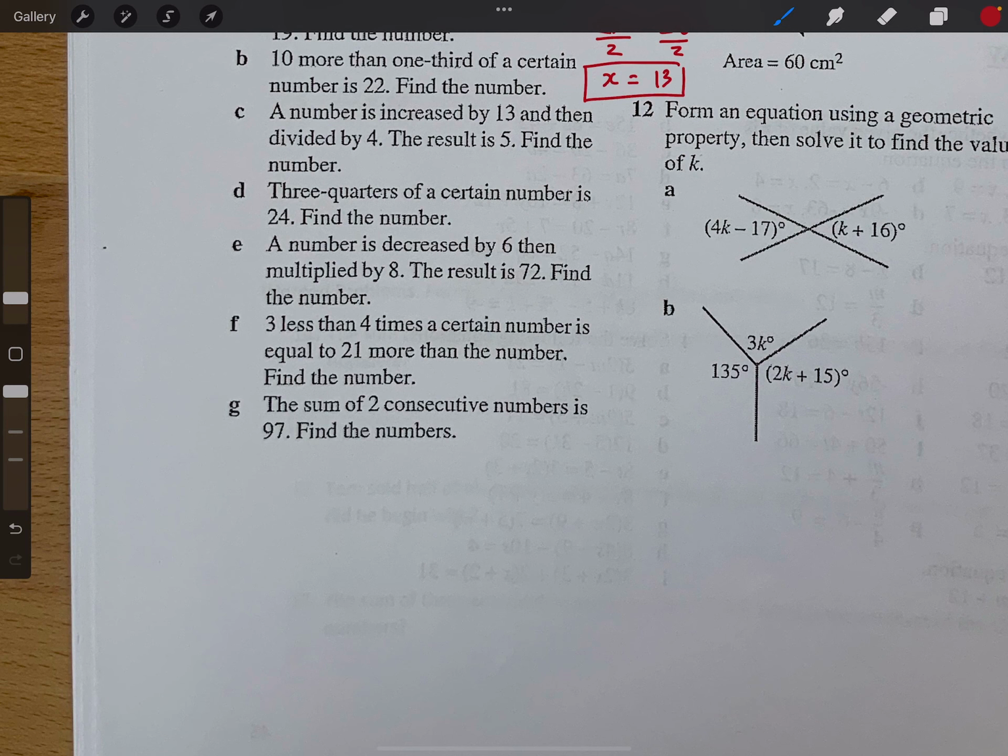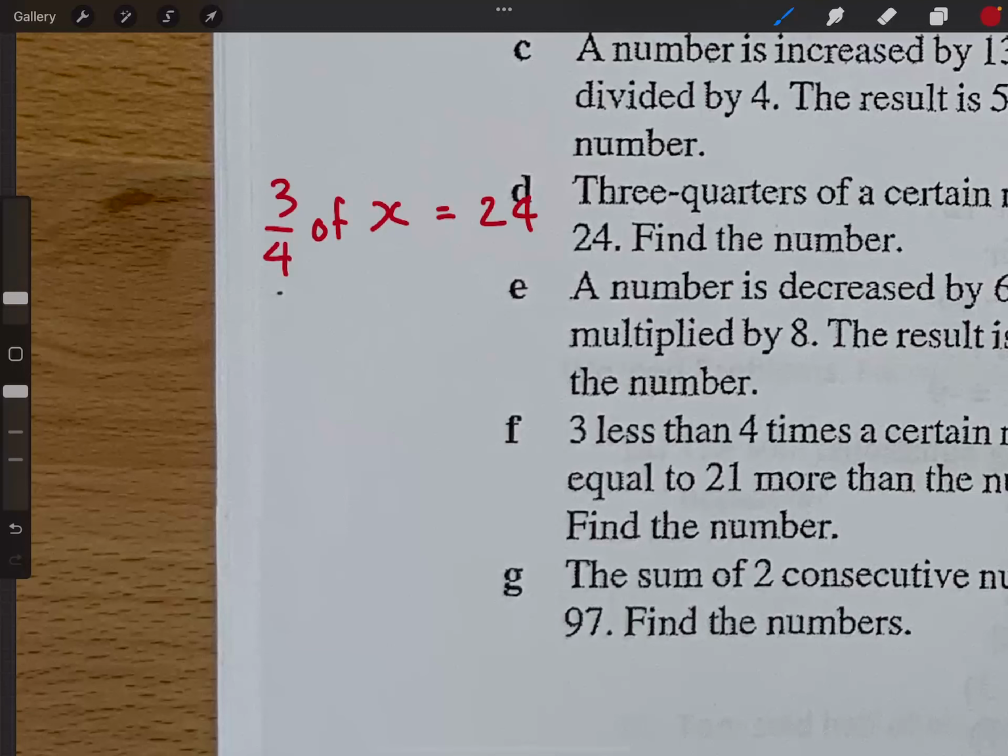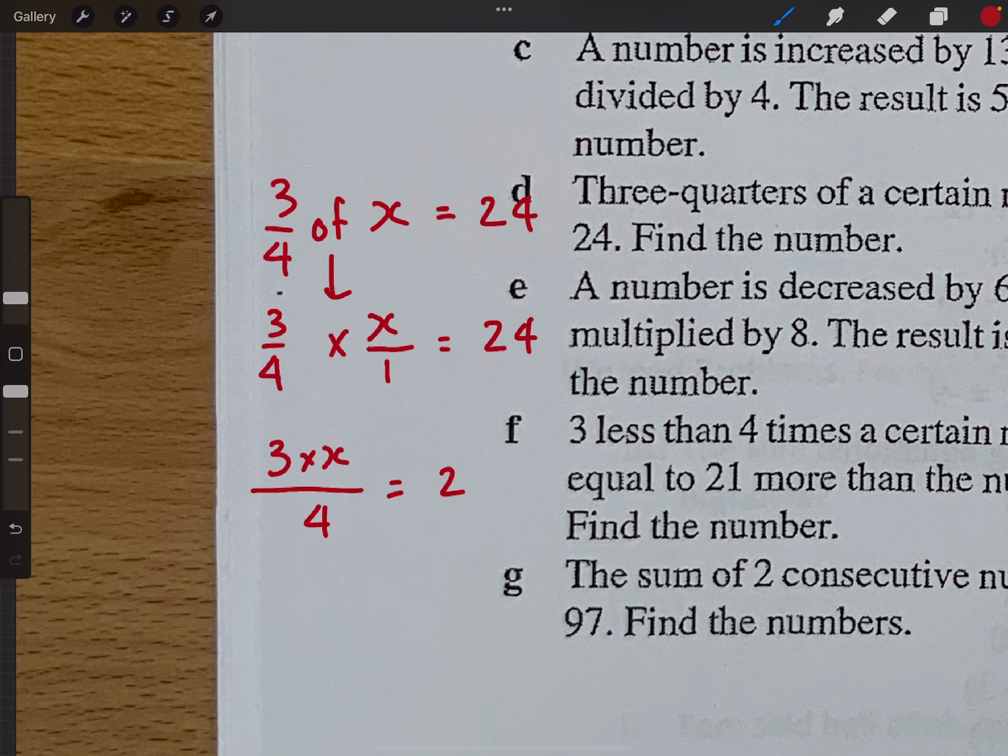3/4 of a certain number is 24. So 3/4 of a certain number, let's call the number x, is equal to 24. Now remember, in mathematics the word "of" means times. So 3/4 times x. We assume x to be a whole number, so let x be a whole number and put it over 1, equals 24. So that means 3 times x divided by 4 is equal to 24.